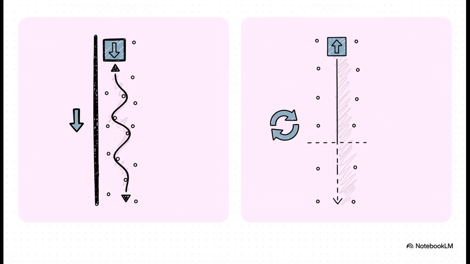C-SCAN is almost the same, but it only services requests on the way in one direction. When it hits the end, it just zips right back to the start without stopping, kind of like a circular path, to begin a new sweep.